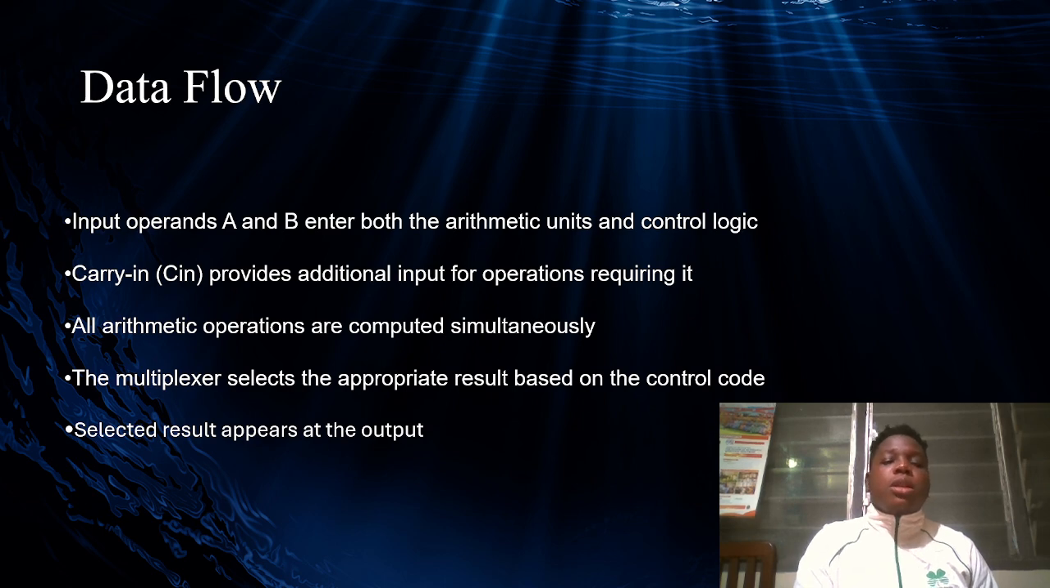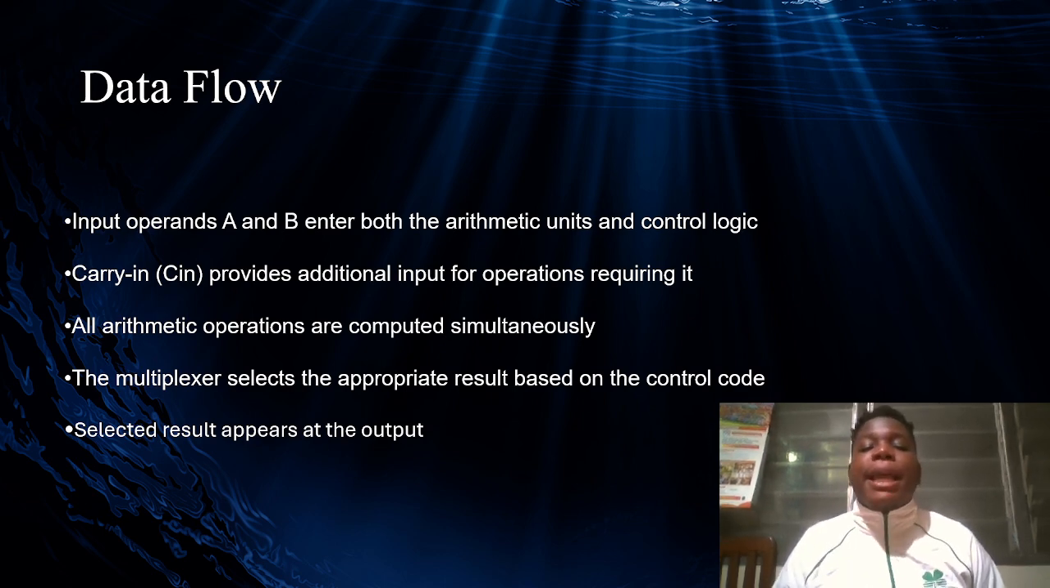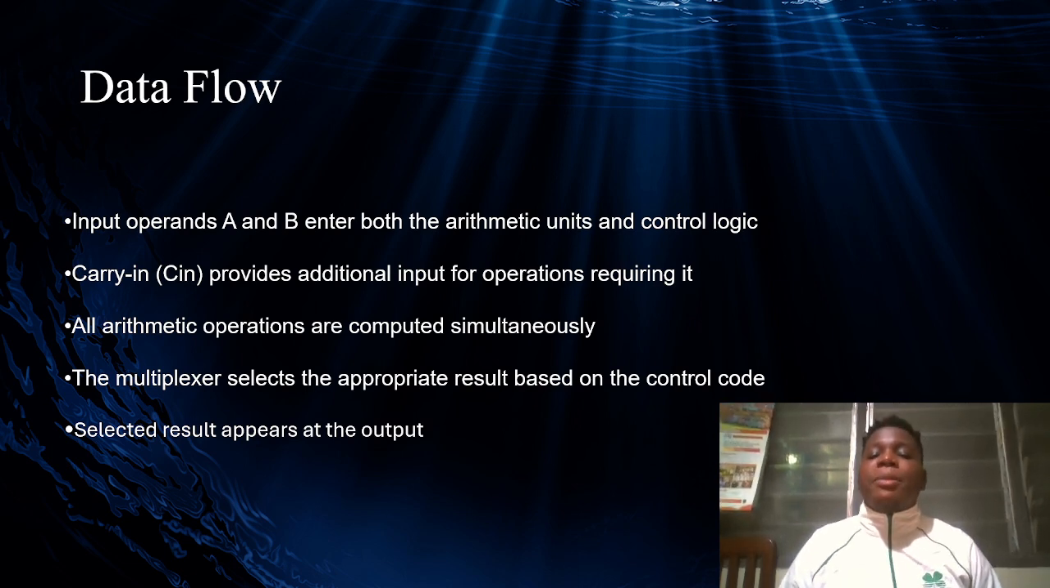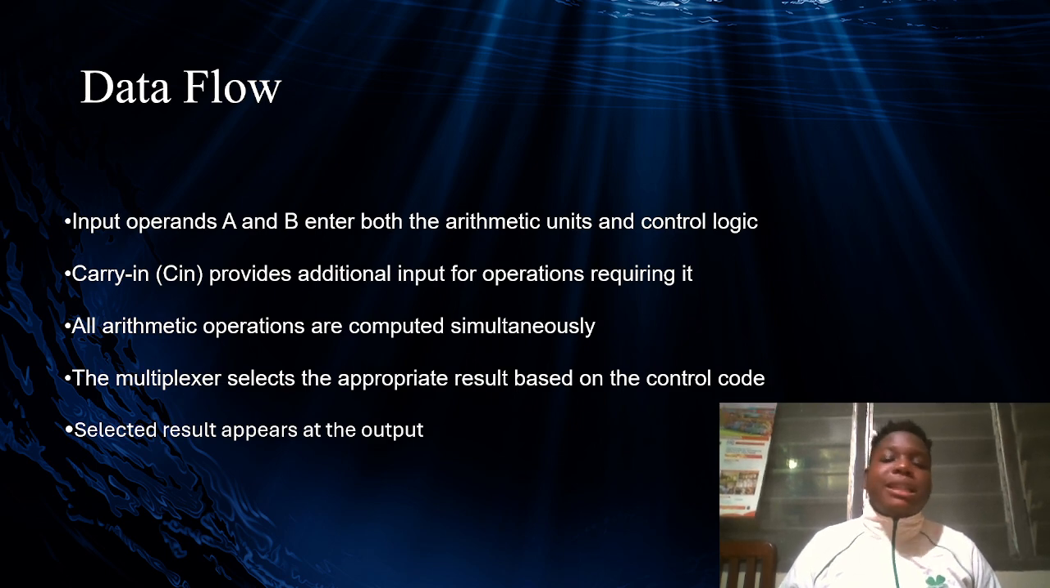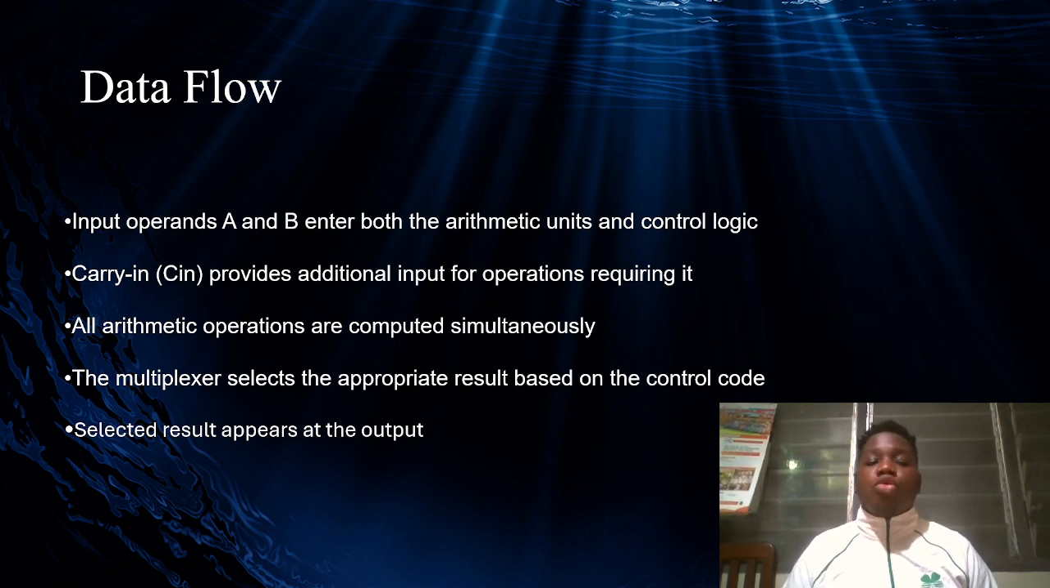Now, let's talk about data flow. So input operands A and B enter both the arithmetic unit and logic control. Now, the carry in provides additional input for operations that need it. So all arithmetic operations are computed simultaneously, and the multiplexer selects the appropriate result based on the control code. Now the selected result appears on the output.